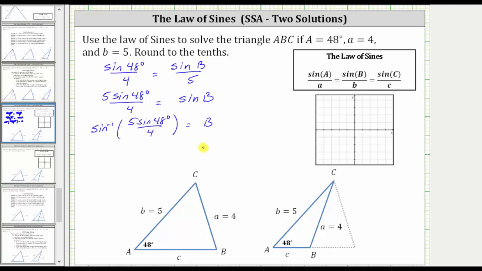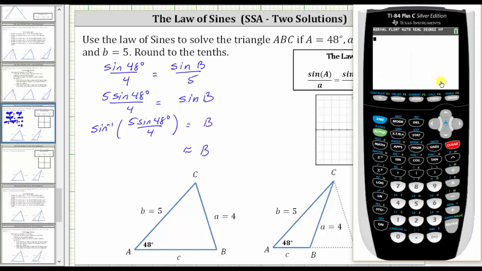Now we need to go to the calculator and get a decimal approximation for the measure of angle B. It's important to make sure the calculator is in degree mode, and then we press second sine for inverse sine. We need parentheses around 5 sine 48 degrees to make sure the product is in the numerator. So we have open parenthesis 5 sine 48, close parenthesis for the sine function value, close parenthesis for the numerator, and then divided by 4, close parenthesis for the inverse sine function, and enter.